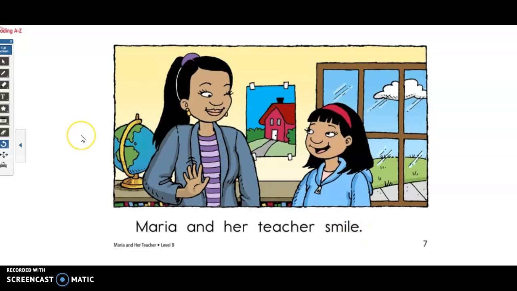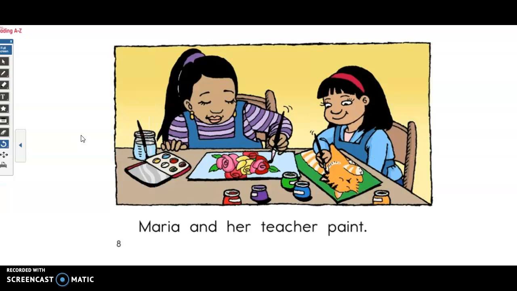I'm going to turn the page one more time. I want you to try to figure out this last one all by yourself. Let's read it together. Maria and her teacher paint. Paint. Check the picture. Totally makes sense. Maria and her teacher paint.